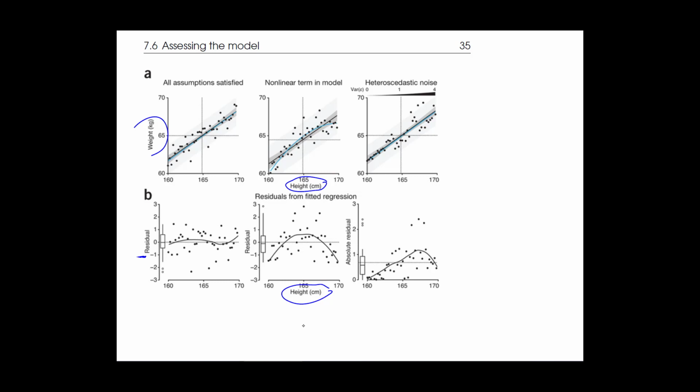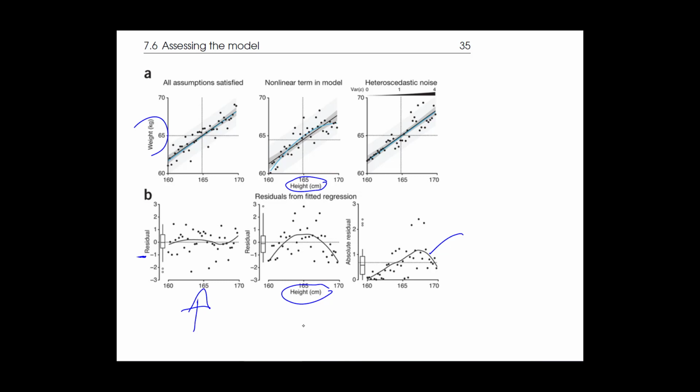So you want to see no pattern. Now these wiggly lines represent a moving average mean of the errors, of the residuals. So you want it to be flat, right? The first one is perfect: you don't see any pattern, and the mean seems to be 0. So you're looking for something like this one, no pattern.